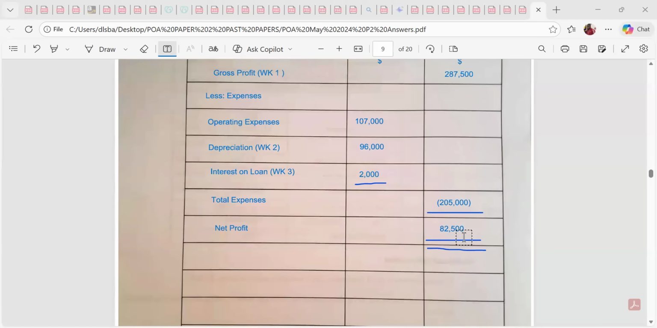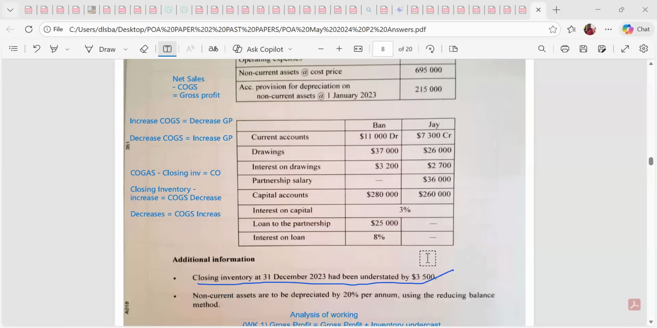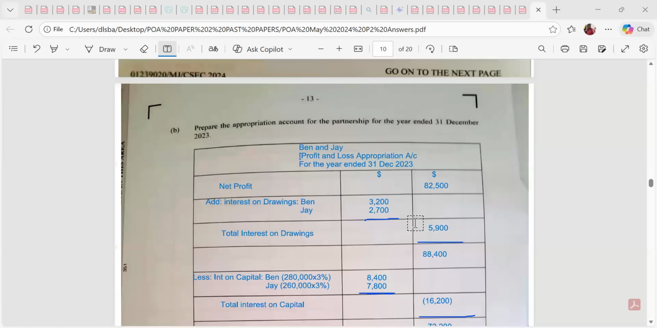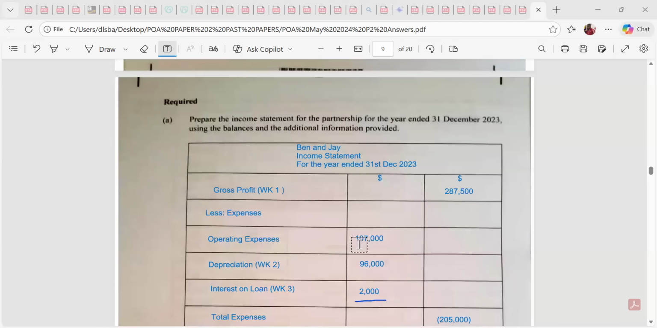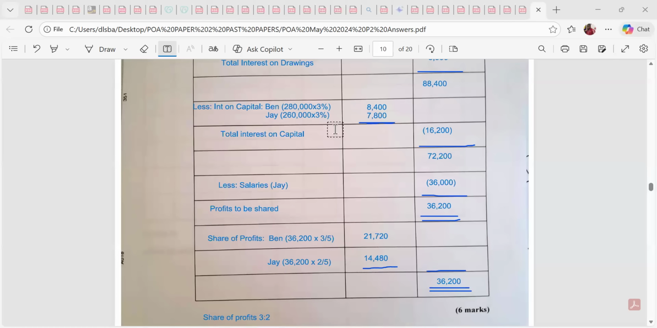And then you're going to add the interest on drawings. They gave us the figures. So you didn't have to do anything there, right? So we add our interest on drawings. Then we have two things to subtract: interest on capital and salaries and bonuses, if any. They gave us the capital amounts and they said interest on capital was 3%. So we just calculate 3% of B's capital, 3% of J's capital, which is what we did here. Get the total, subtract it.